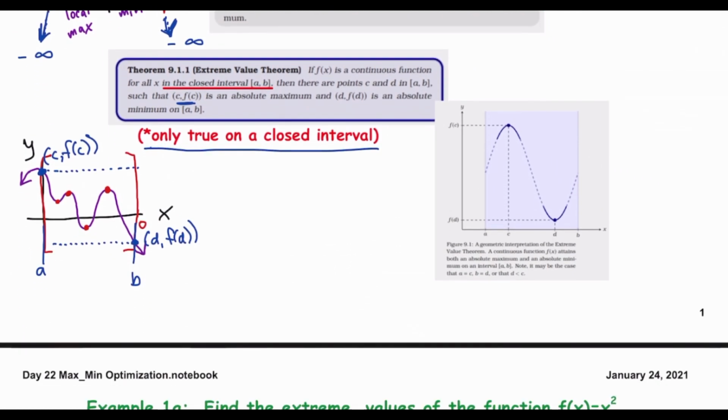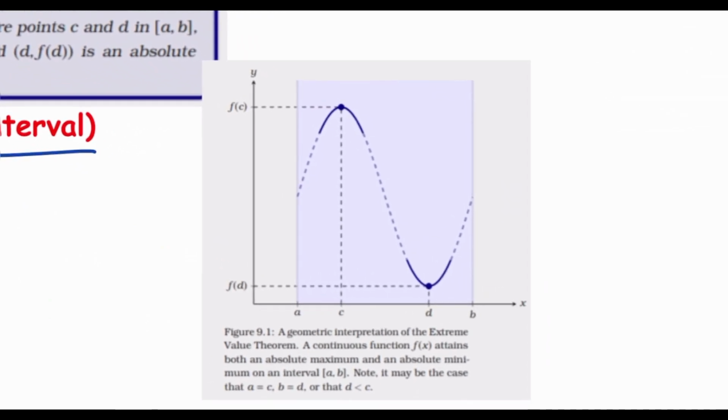And we can also see another example here, and they've labeled it according to the notation they were just talking about. So our interval goes from A to B. There's some highest point here at C. So this point here is C, f of C, and some lowest point here, D, f of D. And this is a geometric interpretation of the extreme value theorem, which once again states that a continuous function f of x attains both an absolute maximum and an absolute minimum on an interval AB. Note, it may be the case that A equals C, or B equals D, or that D is less than C.